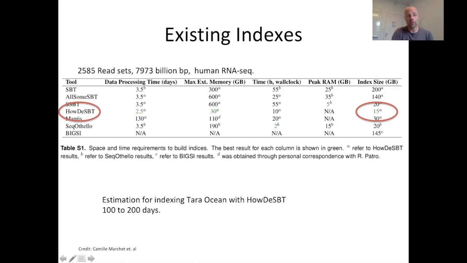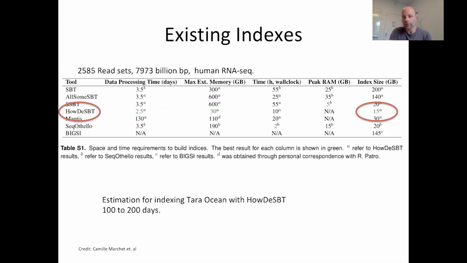So on this table, you can see some metrics to assess the ability of different tools to create the indexes. So it's only the index creation step here, not the query time, but only the index creation time. And we're going to focus in this talk on one of the most efficient ones, which is called HowDSBT, because this is the fastest to create the index with a small amount of disk. Also a small amount of RAM memory. It's not written here, but it's really acceptable.